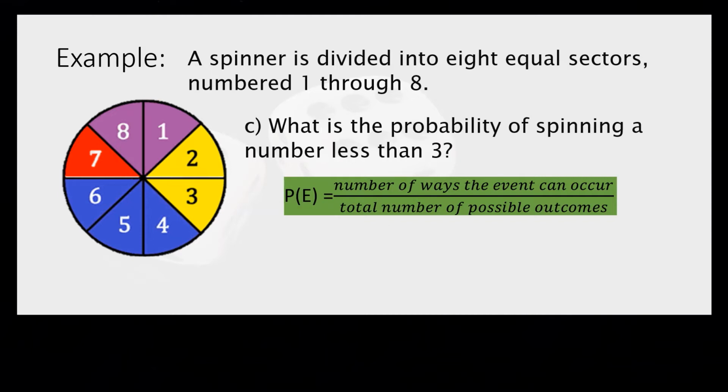Next, what is the probability of spinning a number less than 3? So again, since we have 8 equal sectors, we have there 8 possible outcomes. Now, what are the numbers less than 3? So we have 1 and 2. So there are 2 favorable outcomes that we have. So therefore, the probability of spinning a number less than 3 is equal to 2 over 8, or equivalent to 1/4.